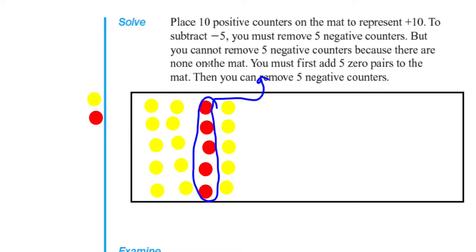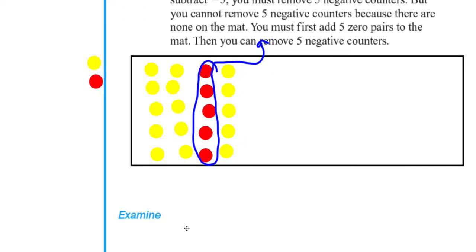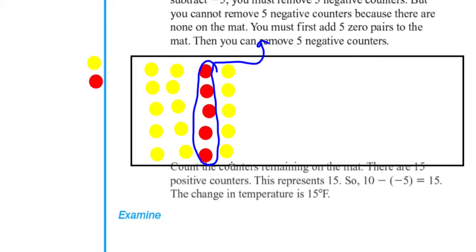As you do that, you notice that there are 15 positive counters left. So this represents positive 15. So 10 minus negative 5 is actually 15. So the change in temperature is 15 degrees Fahrenheit.